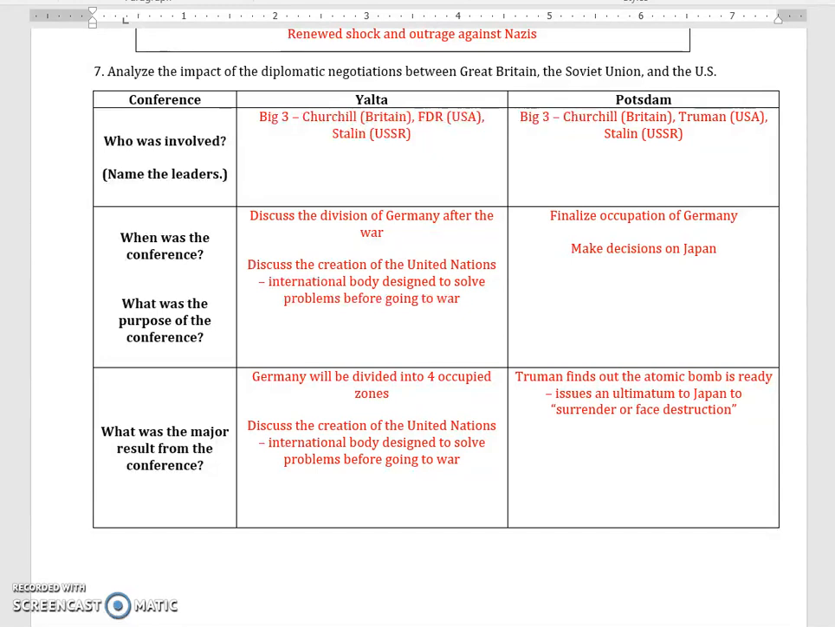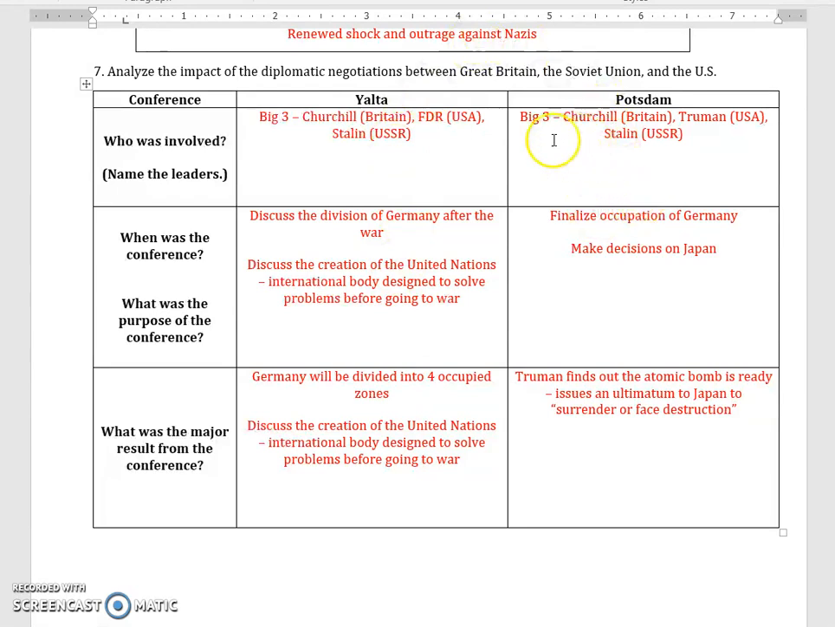At the Yalta Conference, this took place shortly before Germany surrendered, in February of 1945. And the major topic of discussions was dividing up Germany after the war into four occupied zones. Each of the Big Three would get a zone, so Britain, the US, and the Soviet Union. France would also get a zone even though they weren't at the conference. They also discussed creating the United Nations, the international body that was designed to basically solve problems and keep the peace, trying to prevent going to war.